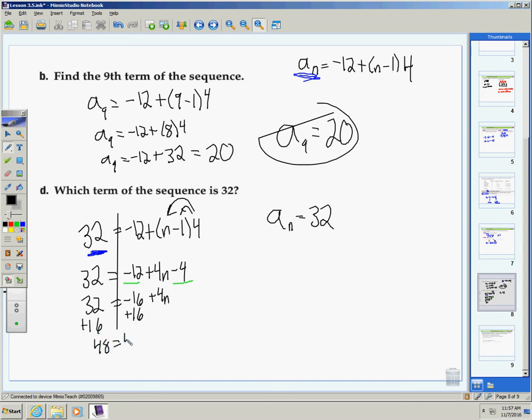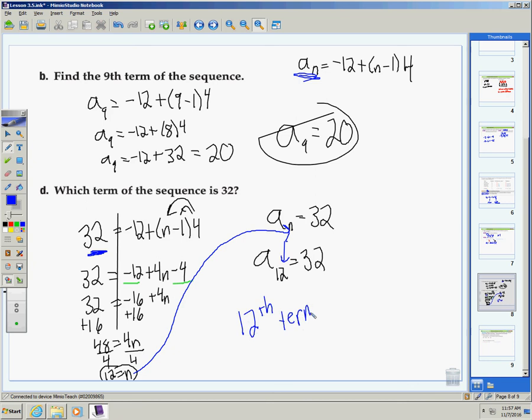What this means is that n is the number of the term I am. So a sub 12 equals 32. Notice I just replaced the n with the 12. And what that means is, which term of the sequence is 32? It would be the 12th term. And the way we found that, we took 32, plugged that in for a sub n, and then solved for n. So we were able to figure out which term of the sequence would be 32. If they give you the term, you just plug that in for n. If they tell you the number you're looking for, you're solving for n. Two different ways to do these problems.